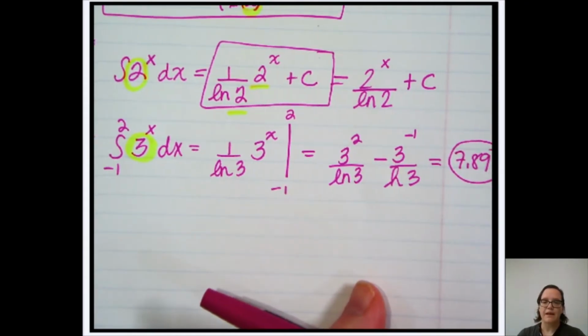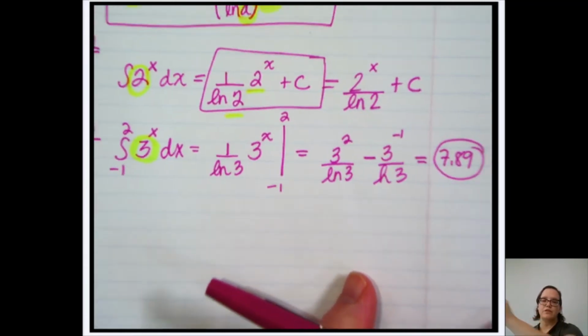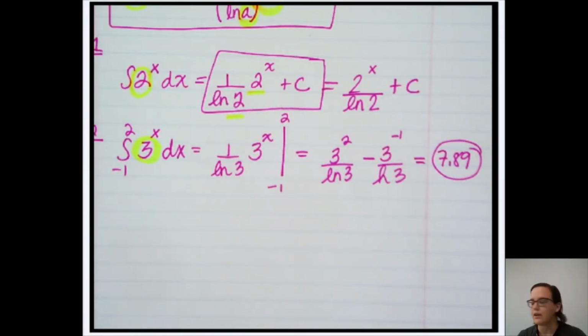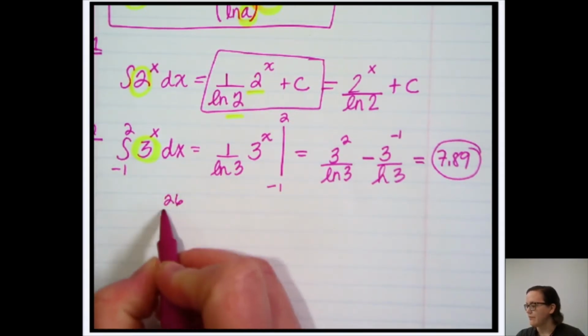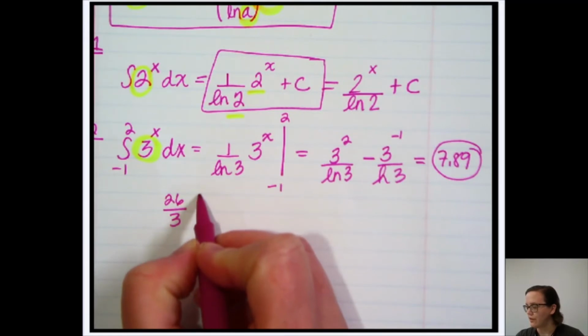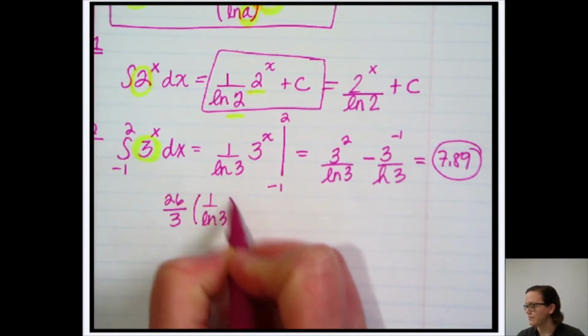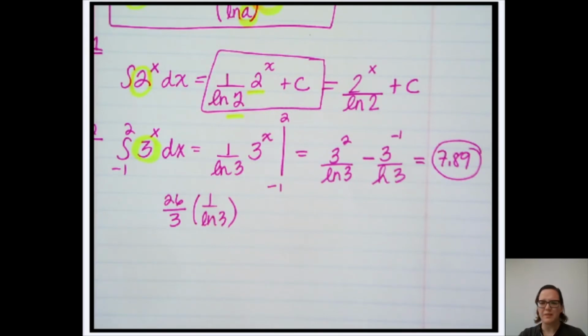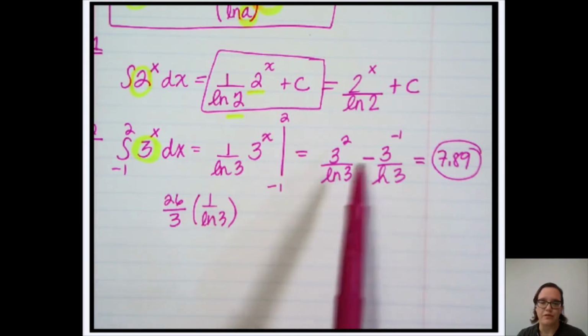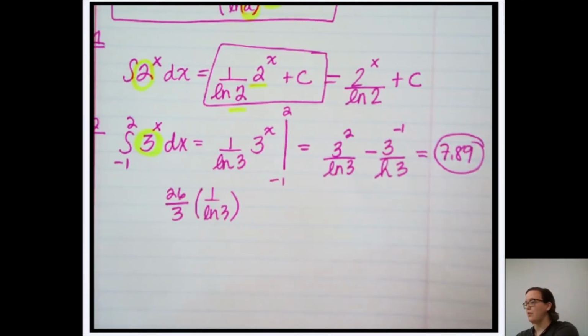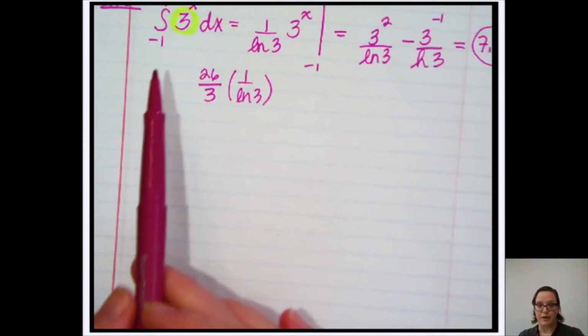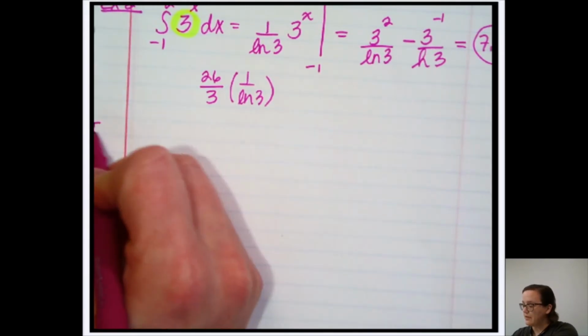When we have a set of limits, like -1 to 2, decimal approximations are perfectly fine as well. If you went through the fractions, this would be 26/3 times 1 over the natural log of 3. It depends how you want to work it out. At this point, I would just use my calculator, and that natural log button is right next to the 4, typically. So there's an example of a very basic one by itself and a basic one where you have to plug in your specific endpoints.